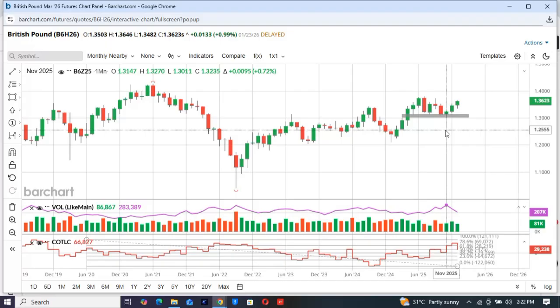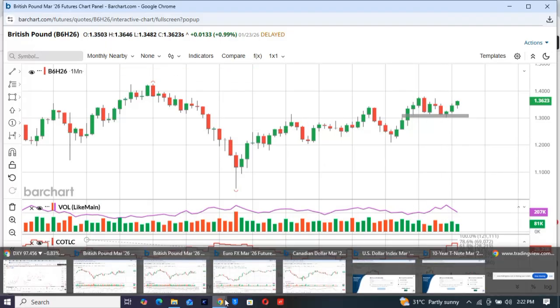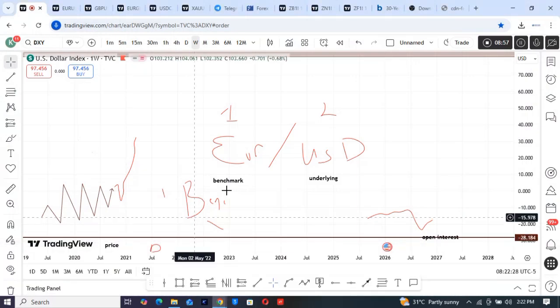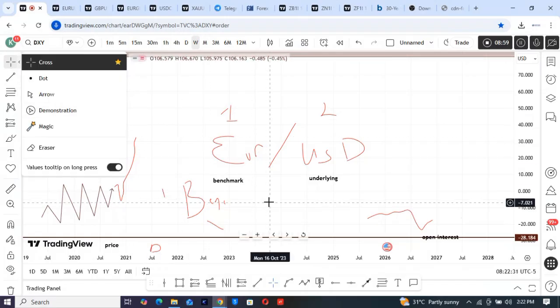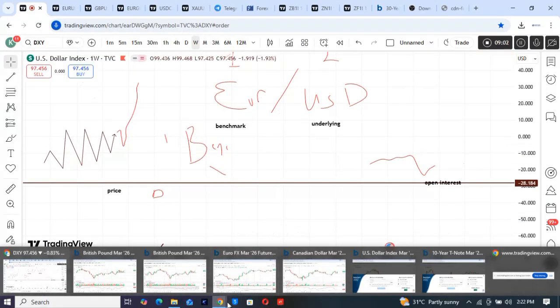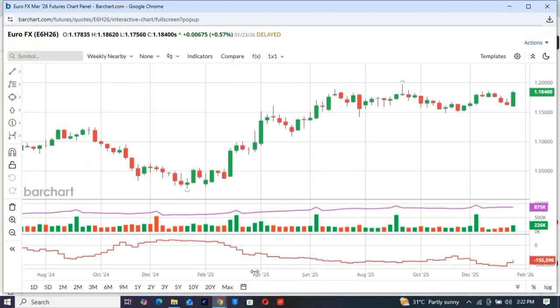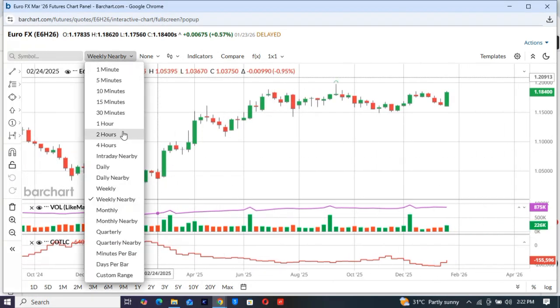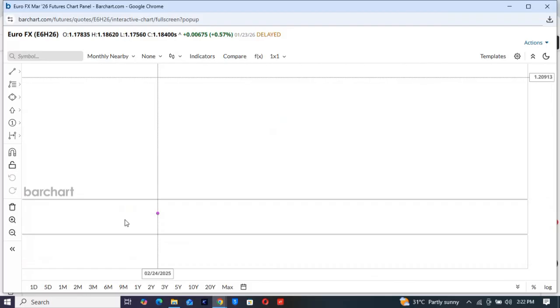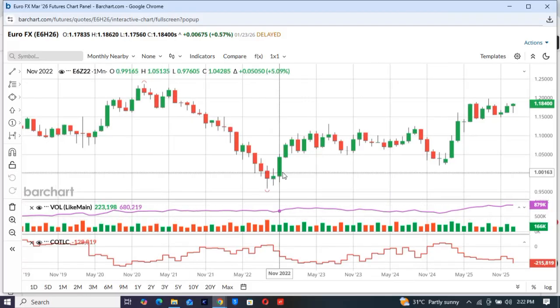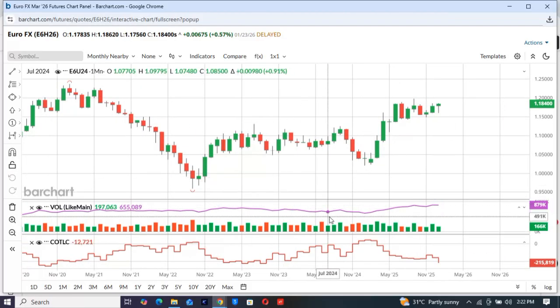So I made mention of institutional swing points over here, where, okay, we'll come back to that a little later. Let's finish the open interest here. So coming to Euro.